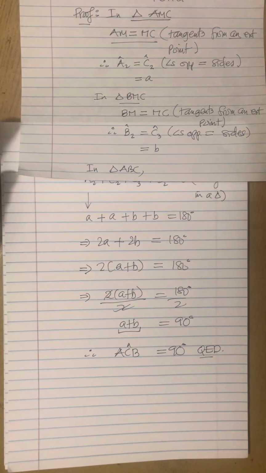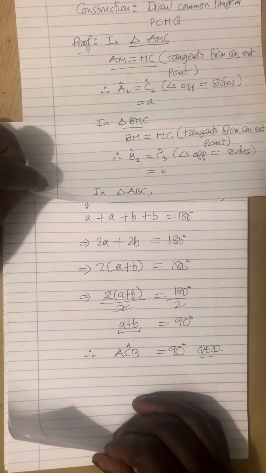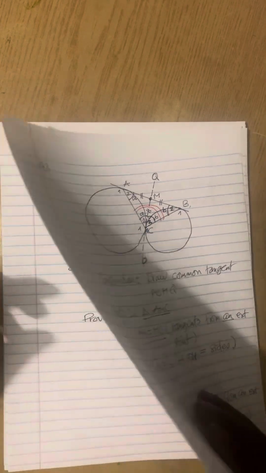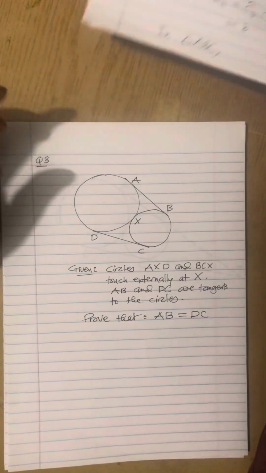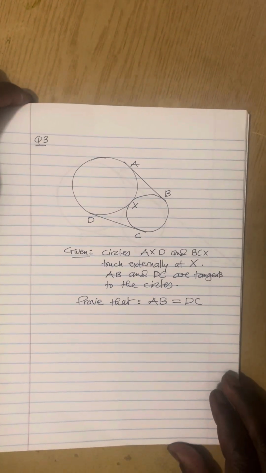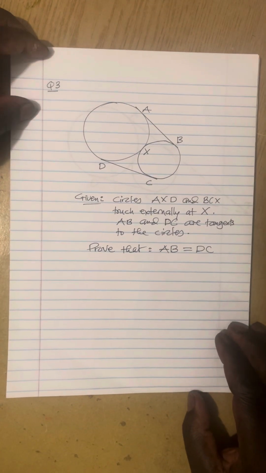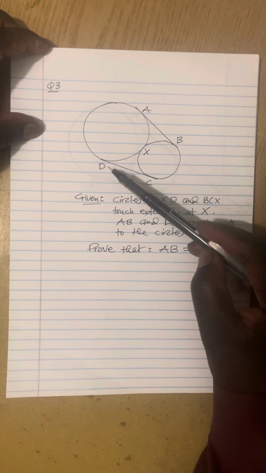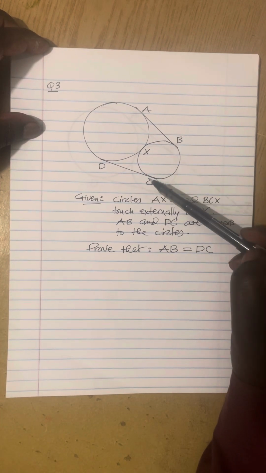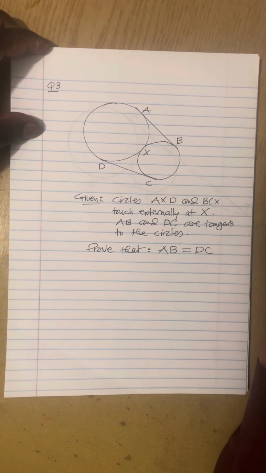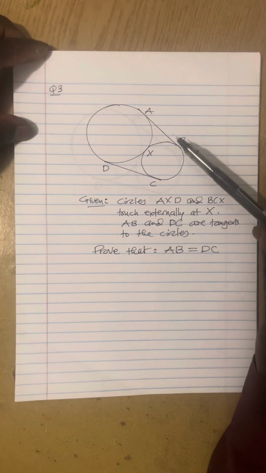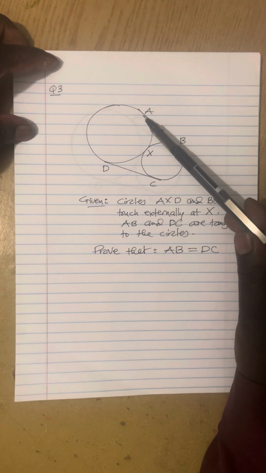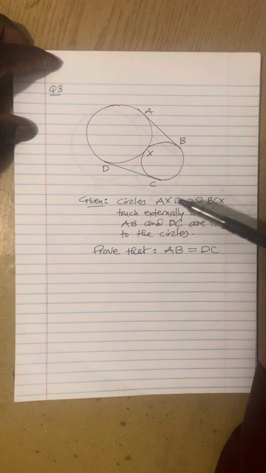for number 2. Now I'm moving on to question number 3, still proving involving circle theorems. Here is number 3. Question number 3, we are told that we have two circles AXD and BXC, which touch externally at X. And we have common tangents AB drawn and DC drawn. So the common tangents AB and DC are drawn in the given formation here.